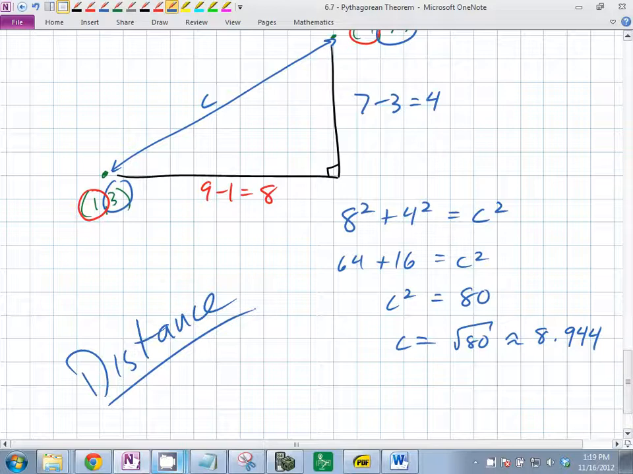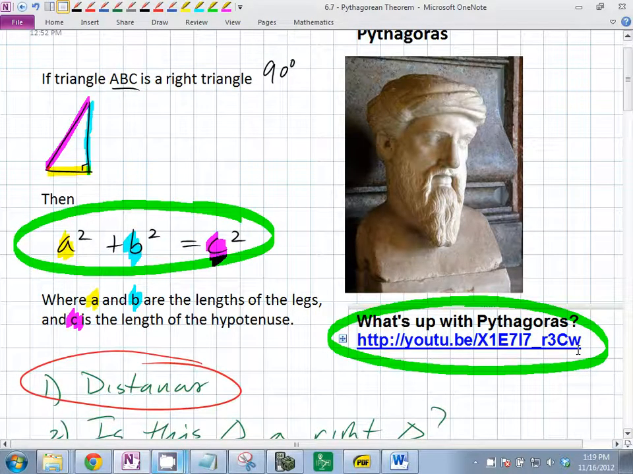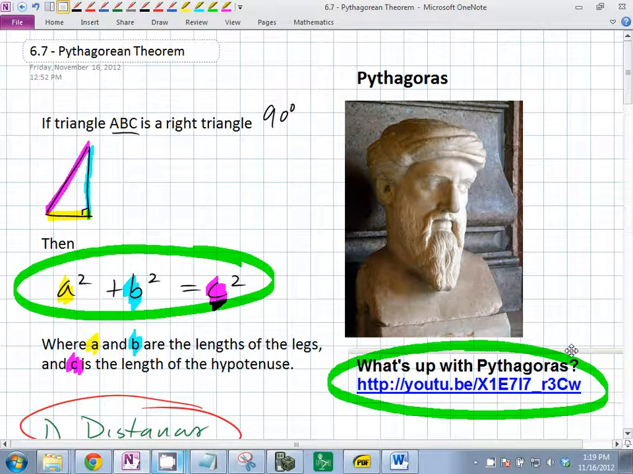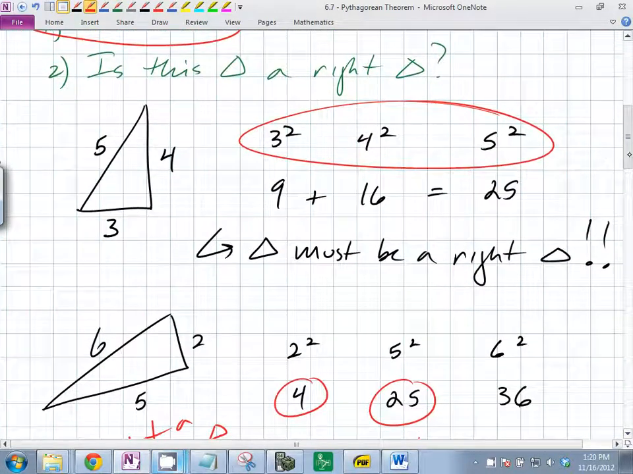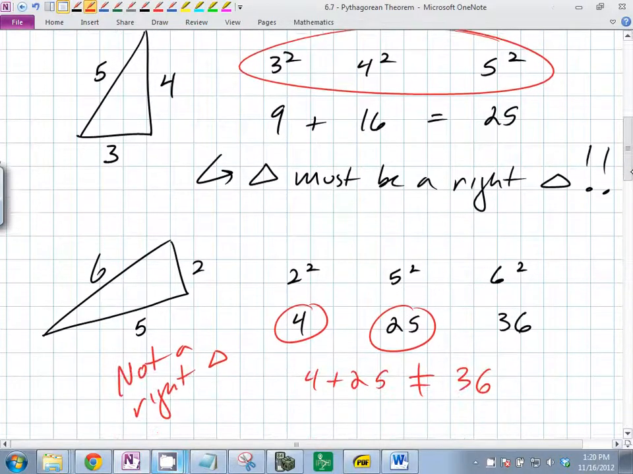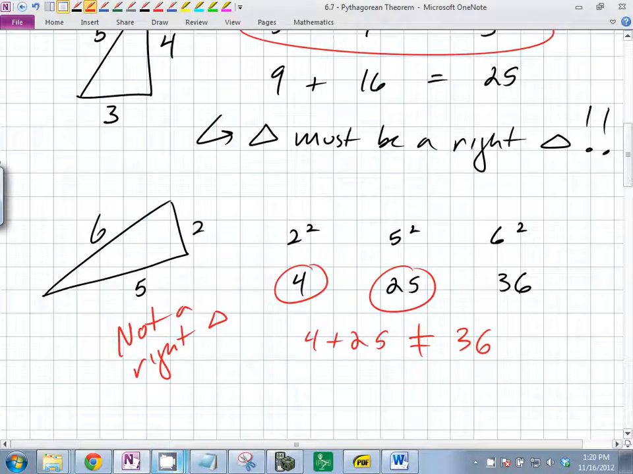Distance is always positive. So, to summarize, the Pythagorean theorem says if a triangle ABC is a right triangle, meaning it contains a 90-degree angle, then a squared plus b squared equals c squared, where a and b are the lengths of the legs of the triangle, and c is the length of the hypotenuse. You can check to see if a triangle is a right triangle to see if the sum of the squares of any 2 sides equals the square of the third. And if it doesn't equal any of the square of the third, then it's not a right triangle, as in this example right here.